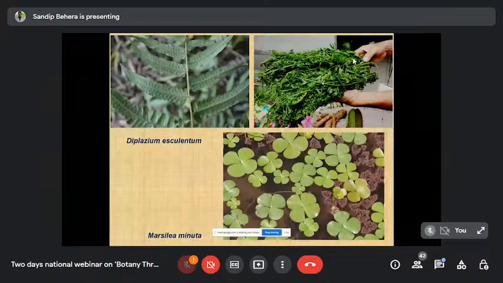bhaji. And this is Marsilea. In Odisha, it is called Sunsunia sag. This is also eaten.